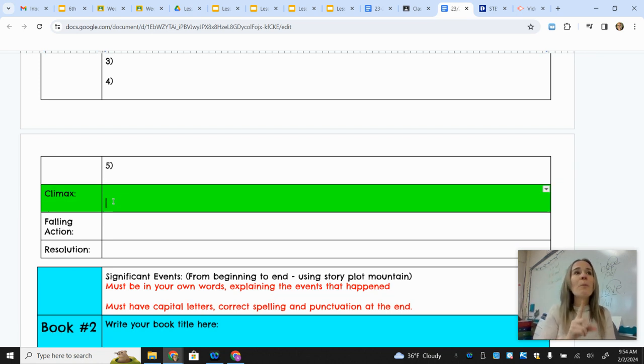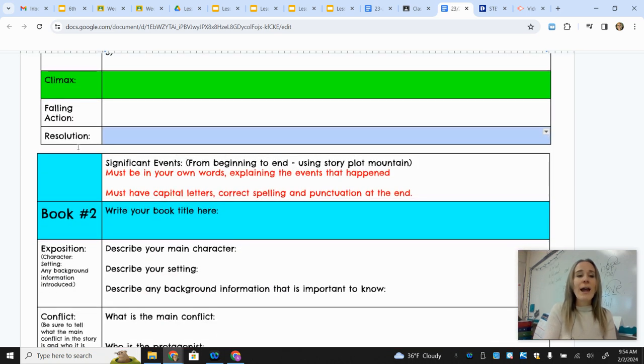Now, you might not know what your climax is until you finish your book. So you might need to do all your rising action events, and maybe when you finish your book, you're like, oh, I put that event in my rising action, but now that I've finished, I think that was my climax. Okay, because then once you know how the story ends, you're able to kind of figure it out. So then you would figure out what was the falling action, what was the resolution.